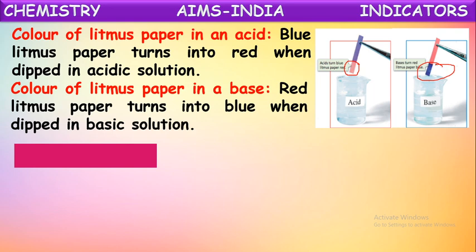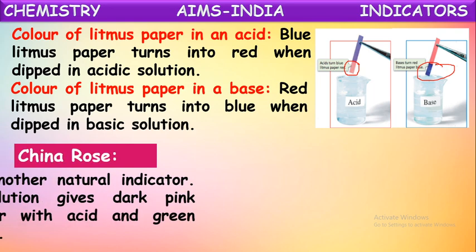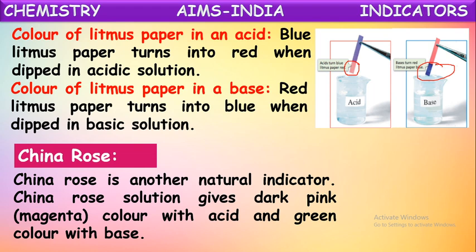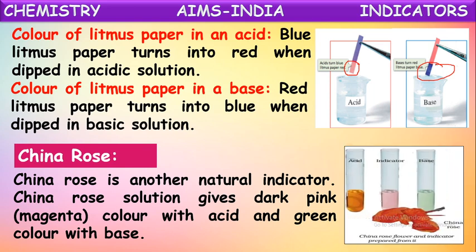One more natural indicator, that is China rose. This China rose is another natural indicator. This China rose gives a dark pink color with acid and a green color with base.